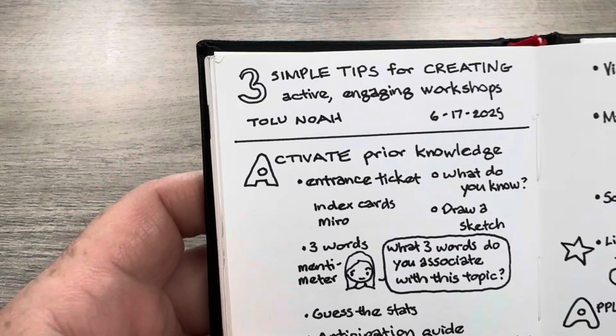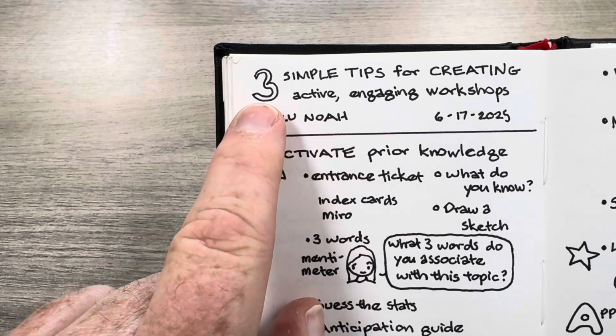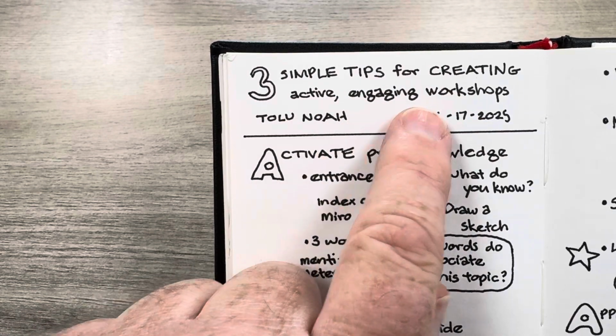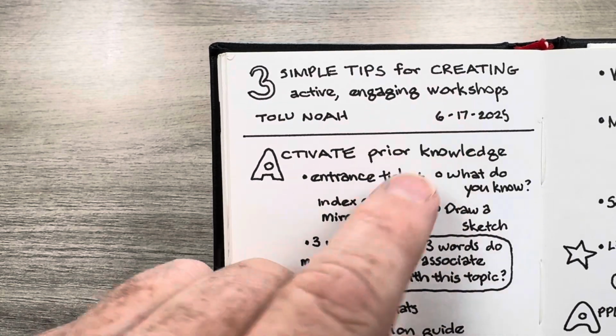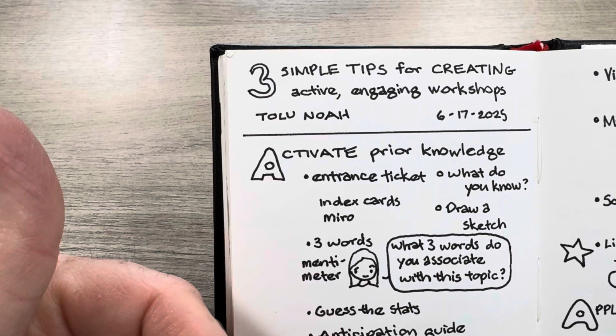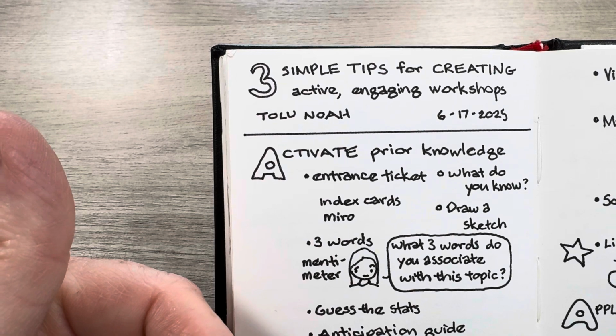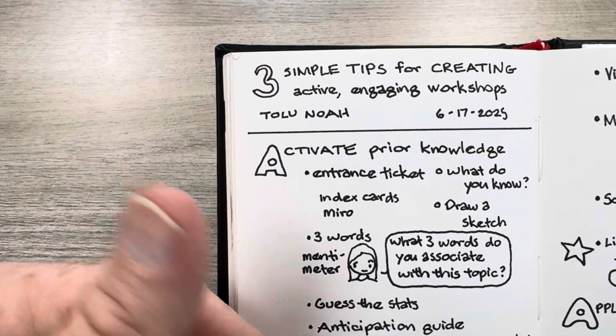Today, I want to show you my notes from 3 simple tips for creating active, engaging workshops. And I'll talk you through the content from the webinar. Then I'll also comment on my visual notes and why I made certain decisions.